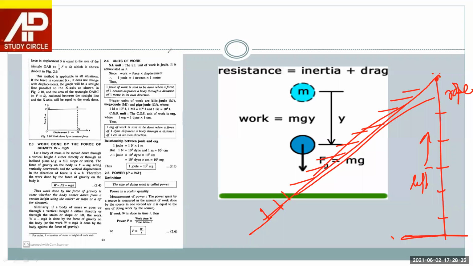Both of them are doing the same work. Both the people are doing the same amount of work because ultimately they are achieving the same amount of height. So you go to your room at the third floor using a staircase, you go in the mall and stand on escalators and rise up, or you take a lift to that third floor. It does not make any difference. You all are doing the same work because work is done against gravity, and when you raise the same height, the work done is not different.